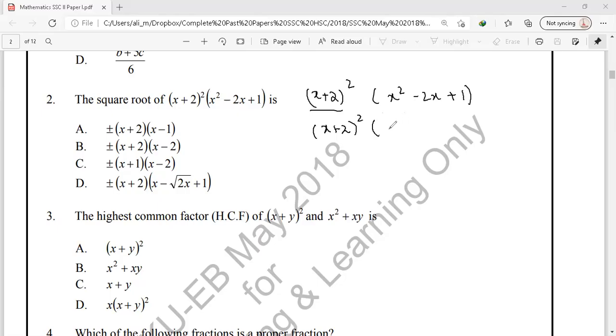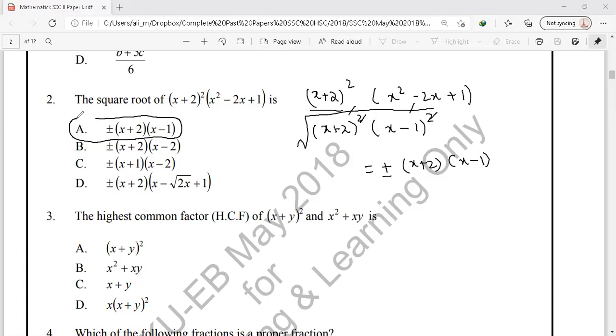And we know that this is the perfect square of x minus 1 whole square. So by applying the root on this expression, we can cancel out the square of these two factors. So the remaining we will have x plus 2 and x minus 1 with a plus minus sign. So this is a correct answer that is present in our option A. So option A we have is the correct answer in this question number 2.